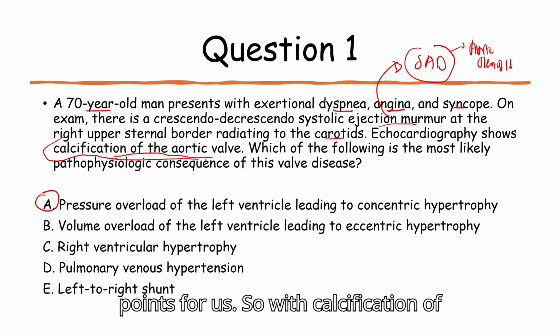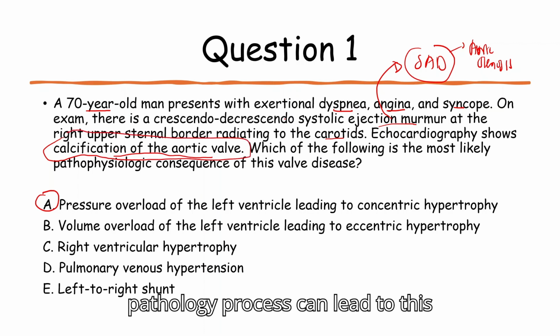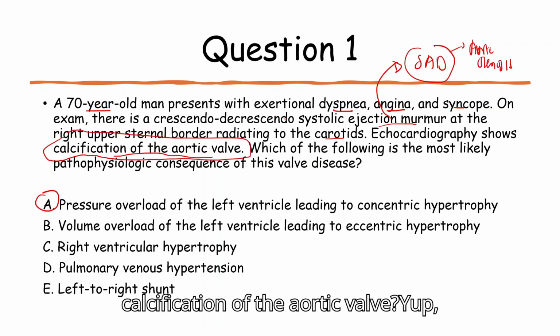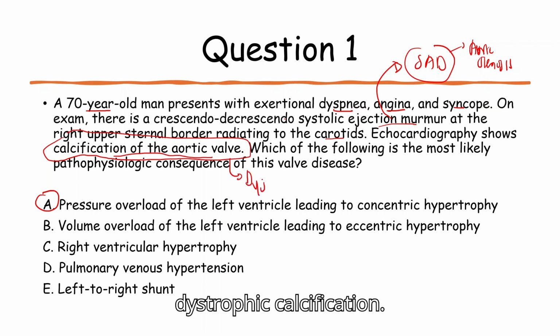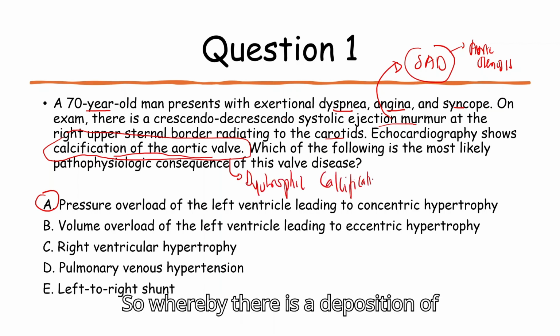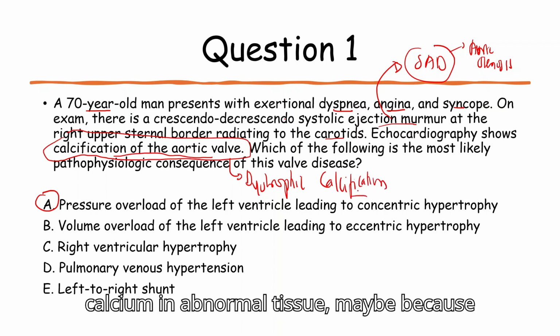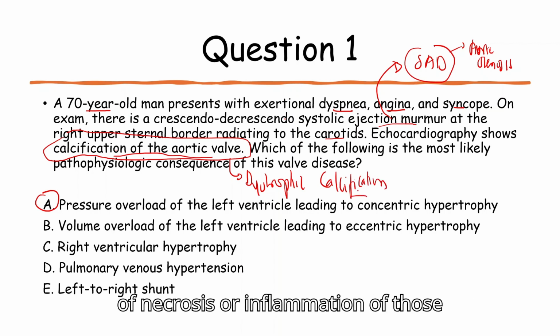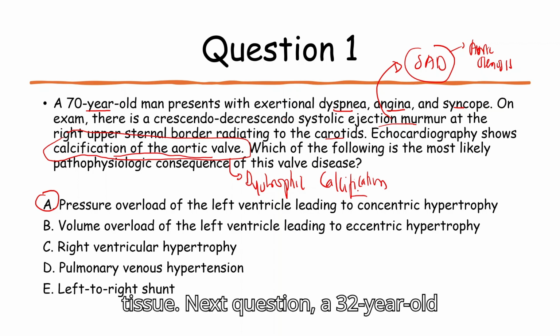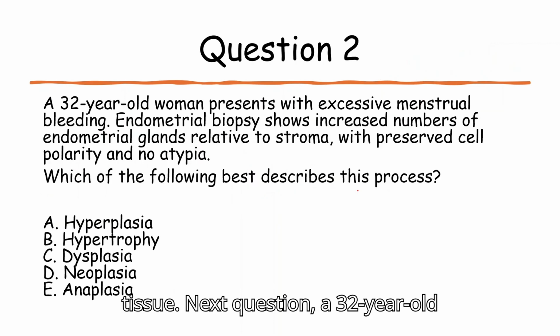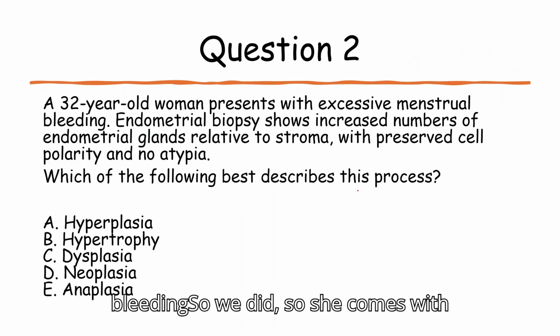With calcification of the aortic valve, who can tell us what pathologic process can lead to this calcification of the aortic valve? Yep, dystrophic calcification, whereby there is a deposition of calcium in abnormal tissue, maybe because of necrosis or inflammation of those tissues.